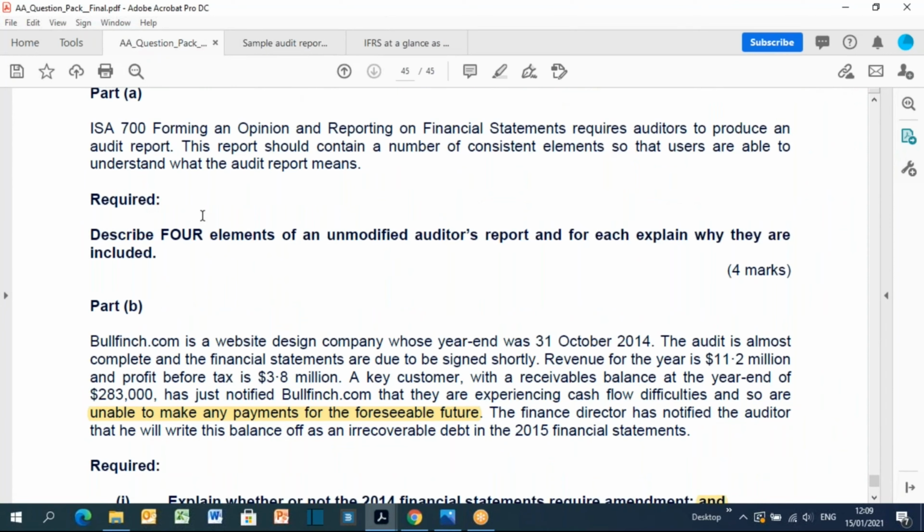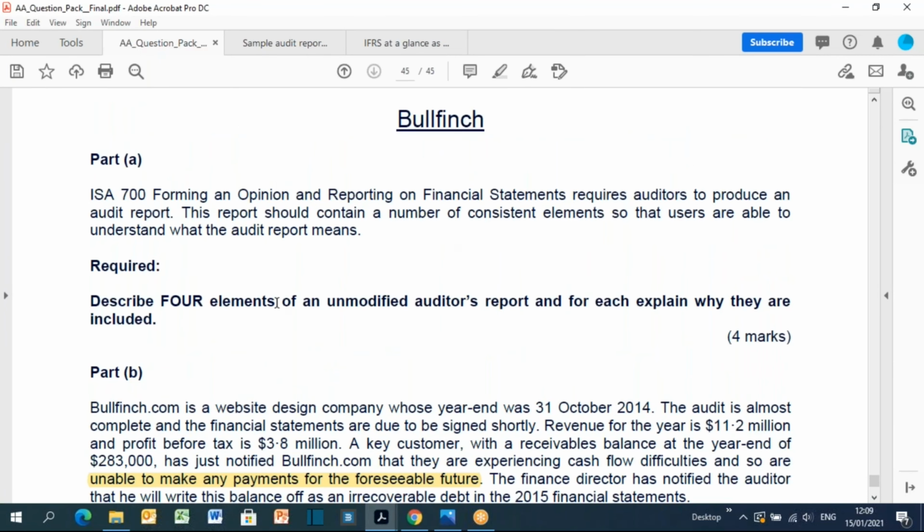So if we look at the next question, it asks for 4 elements of an unmodified audit report, and for each explain why they are included. So this can be asked in the exam. It was asked before, so no issue here. Describe 4 elements of an unmodified audit report, and for each explain why they are included.